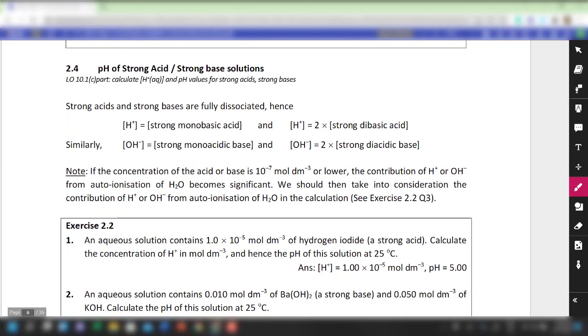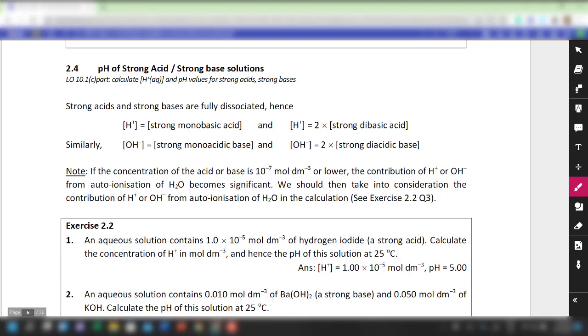Then moving on to 2.4 over here, we have the pH of strong acid and strong base solutions. Okay, this is not very inspiring because basically the concentration of H plus is the same as the concentration of the strong acid in a dilute solution. I always like to emphasize to students that this is in a dilute solution, because for a concentrated solution things can get tricky.